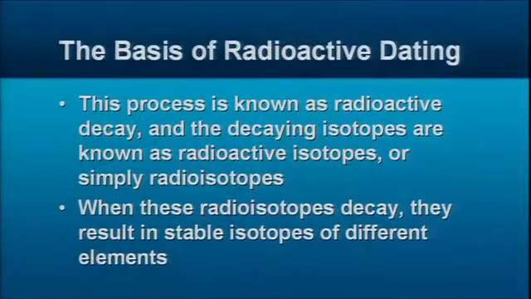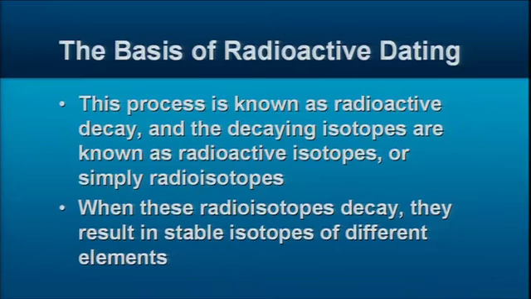So this process where the unstable atoms decay, or spit out particles, is called radioactive decay, because people used to use a Geiger counter or something like that to hear the clicks of the particles that were coming off, for example, off uranium. And these decaying isotopes are known as radioactive isotopes, or just radioisotopes for short. When these radioisotopes decay, the end products are stable isotopes of different elements.